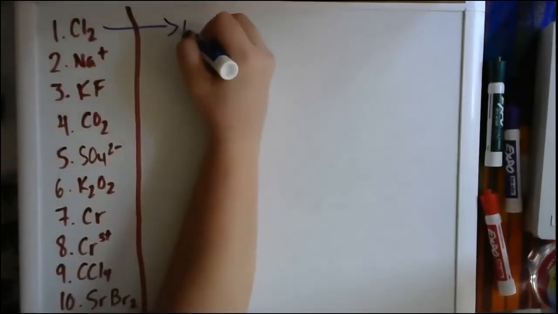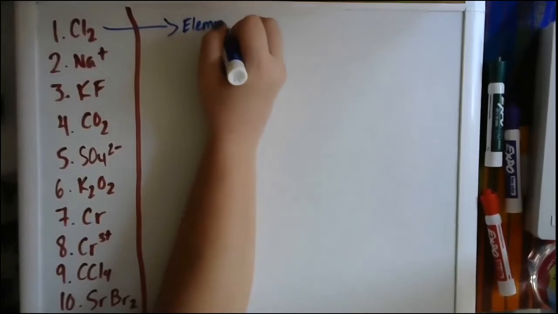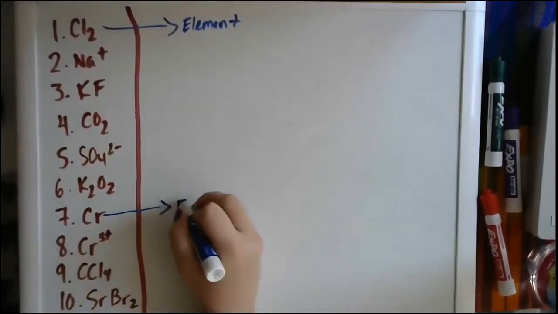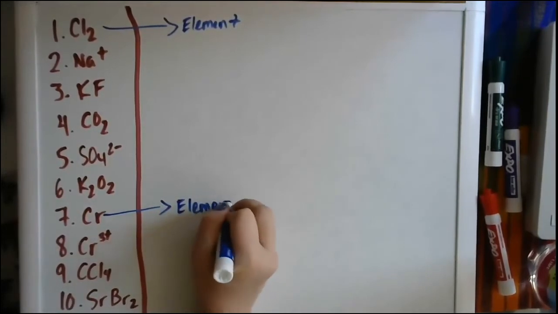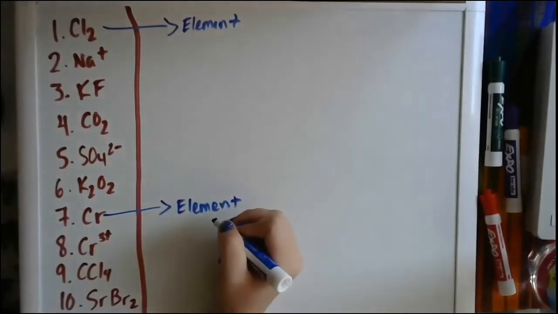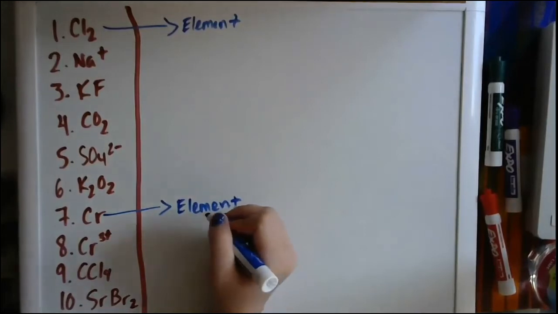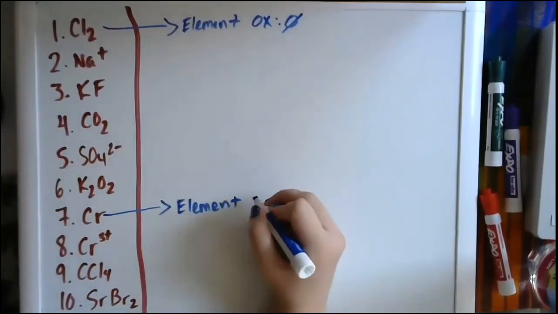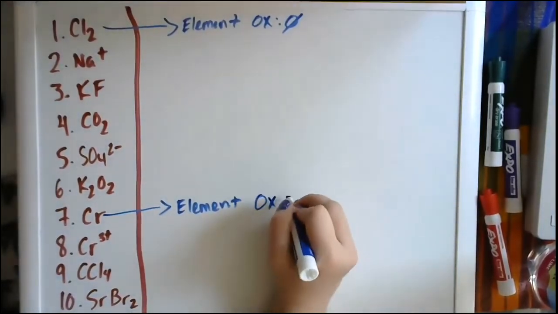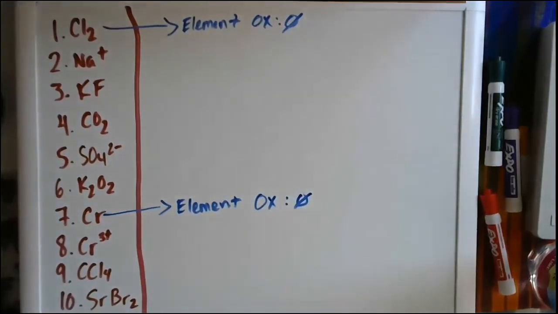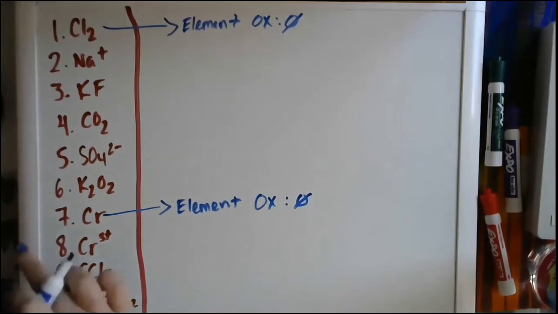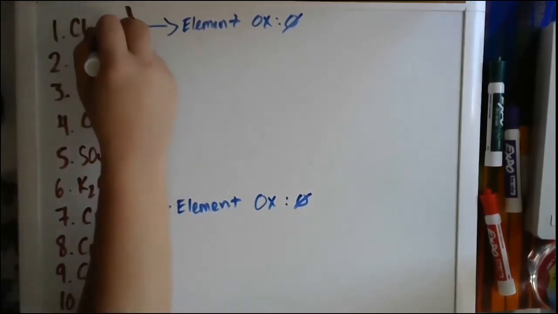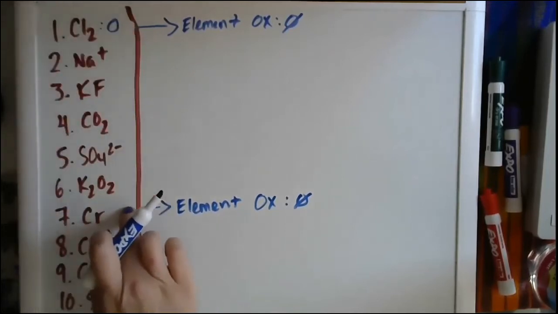This is an element, and chromium is an element. Anything that is a free element has an oxidation state of 0. So both of these have an oxidation state of 0. Okay, so right away, those are 2 giveaways.